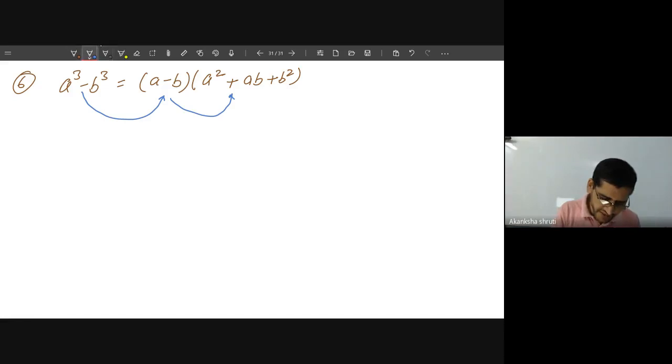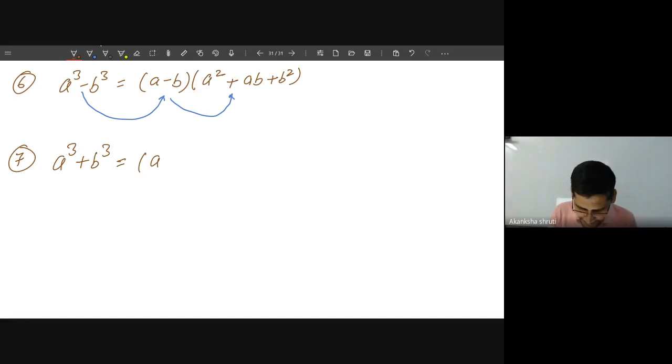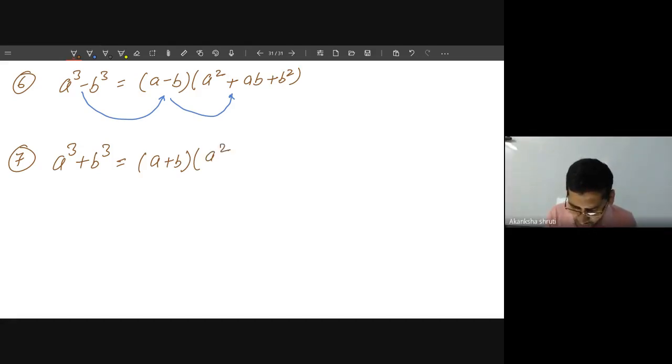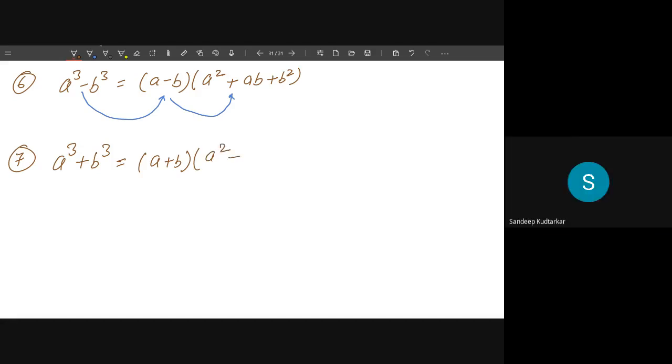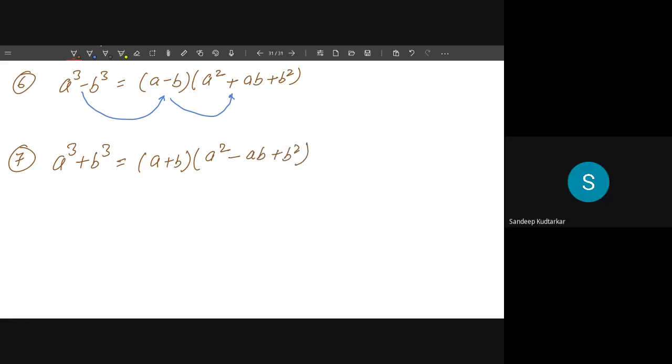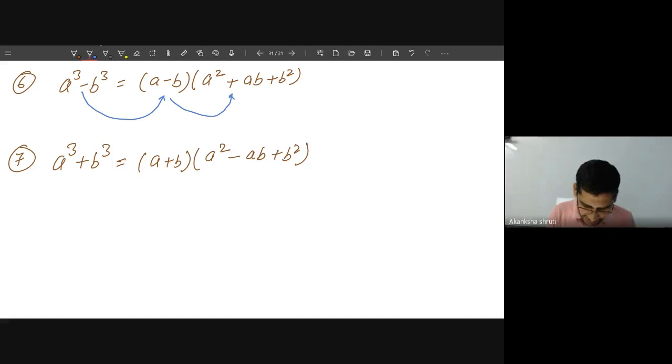And based on this, the similar identity is that if we have a cube plus b cube, then this can be written as what? Here, plus sign, so a plus b, you just write as one bracket. Then a square, but here you have to take the minus ab, plus b square. Whatever sign is here, you have to write just the opposite here.